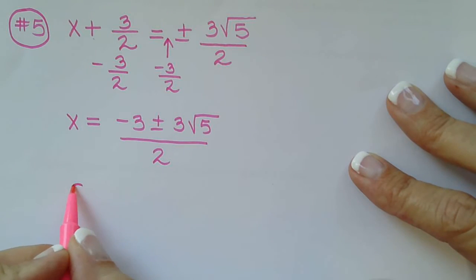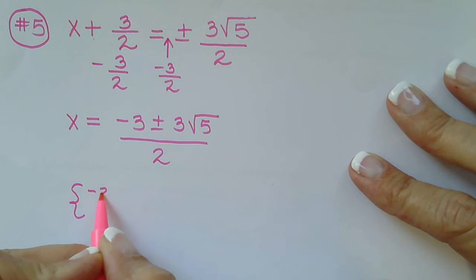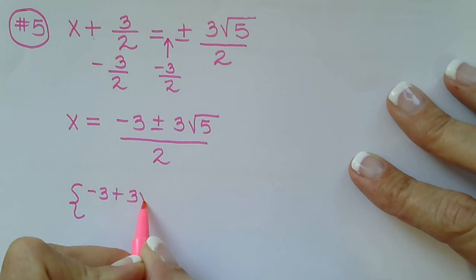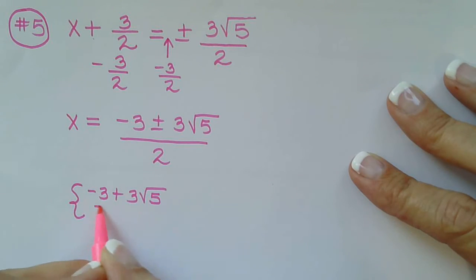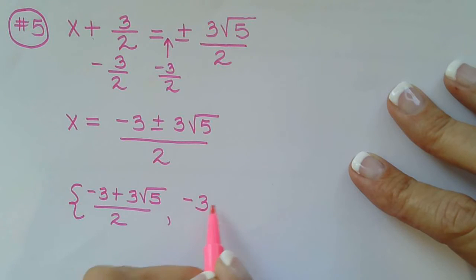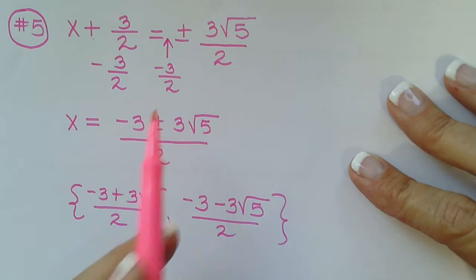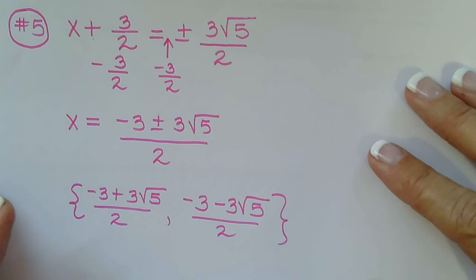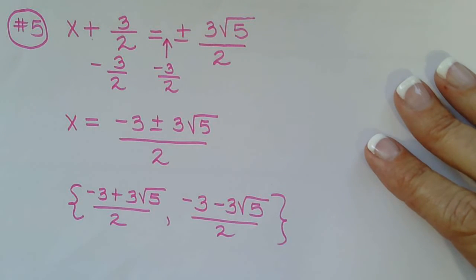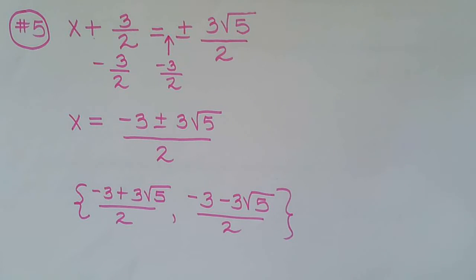So now we're ready for our two solutions. First solution is -3 plus 3 radical 5 over 2. And our second solution is -3 minus 3 radical 5 over 2. And again, we were allowed to write it as a single fraction because they had a common denominator. If they didn't have a common denominator, you either have to write them as two separate fractions or find a common denominator so you could write them as one.